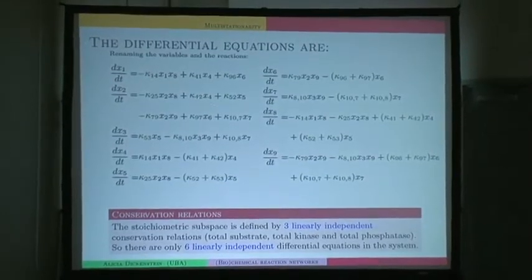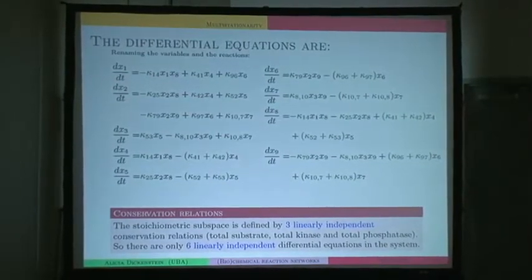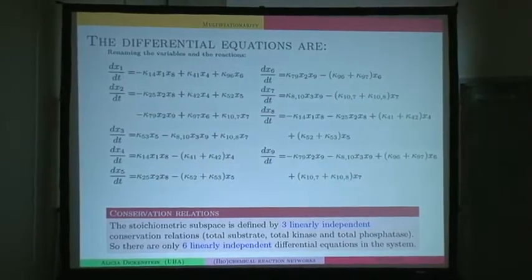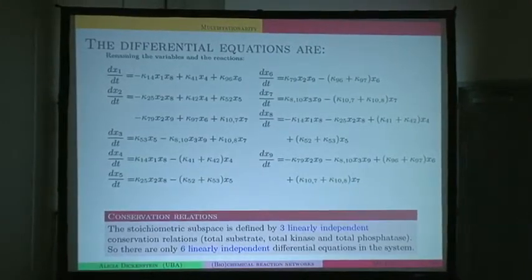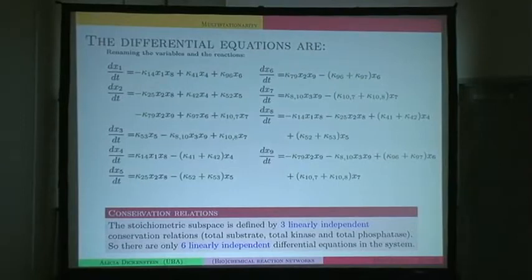These are the rate constants. And what happens is that the stoichiometric subspace has 3 linearly independent conservation relations. So in fact, the dynamics is going to happen in a space of dimension 6. Out of these 9 equations, only 6 are linearly independent. The other ones are constrained by these linear equations. And these conservation relations are natural for chemists because one amounts to the total conservation of E, the other the total conservation of F, and the other the total conservation of substrate. They are kind of natural.